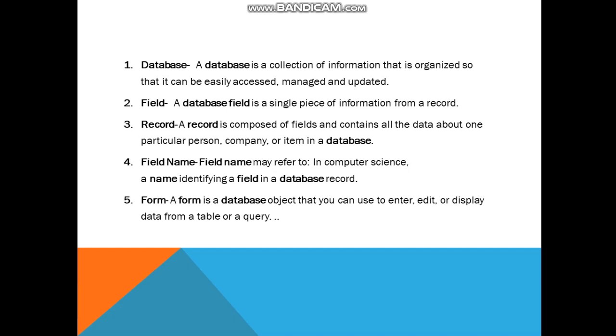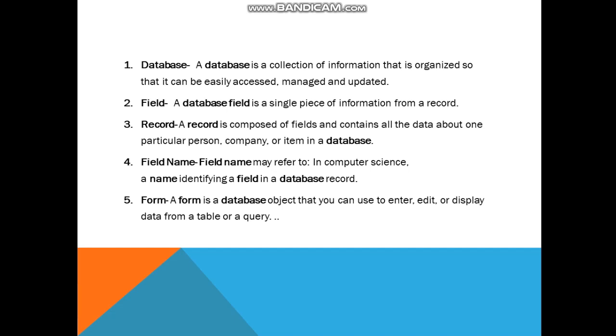Next, record. A record is composed of fields and contains all the data about one particular person, company, or item in a database. Or you can say a row is known as a record in a database. The record contains information about one person or one object. For example, roll number, name, English form a record of one student.